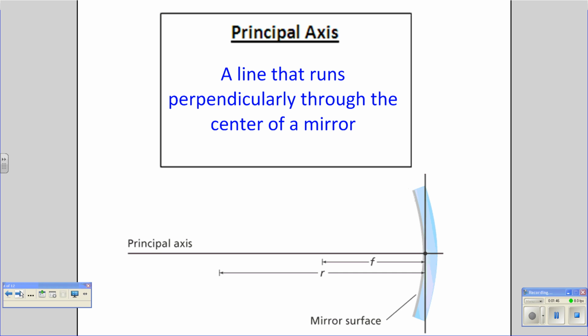Now, principal axes. We looked at some diagrams, and you may not have picked up on some of the features on the diagram. One of the features is the principal axis. The principal axis is a line that runs perpendicular through the center of the mirror. We always put our objects and our images starting at the principal axis, and that helps negate error due to shift. So you take that center point and run a line straight through it, and everything is based off of that principal axis.